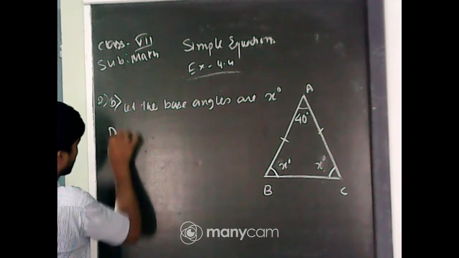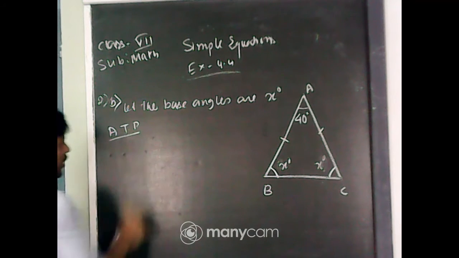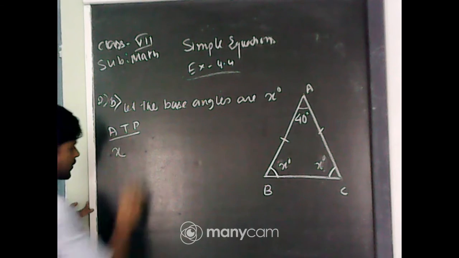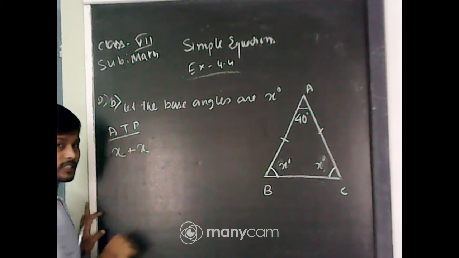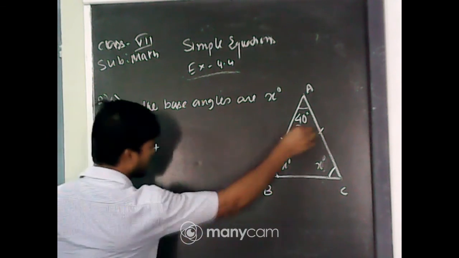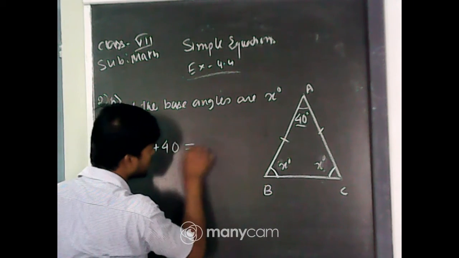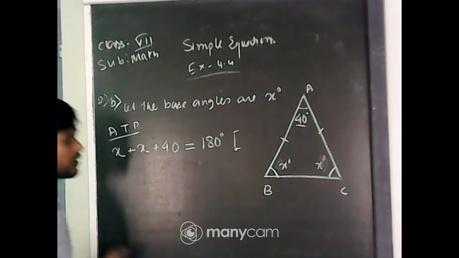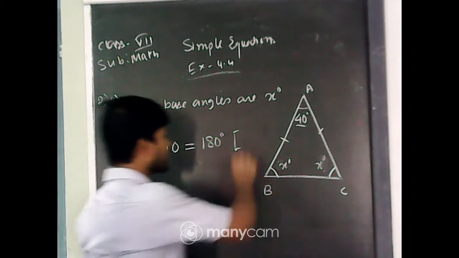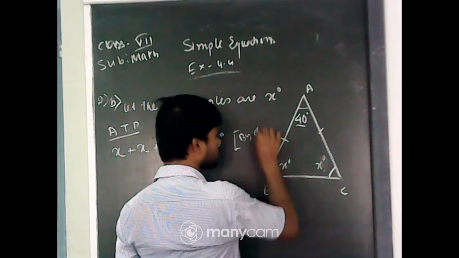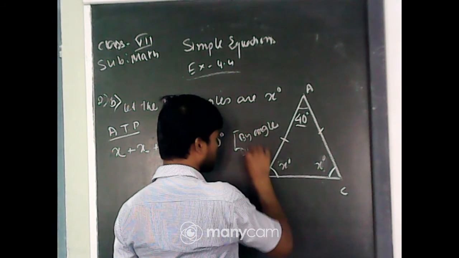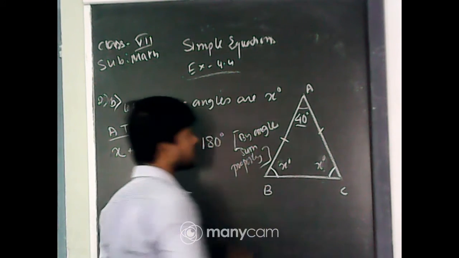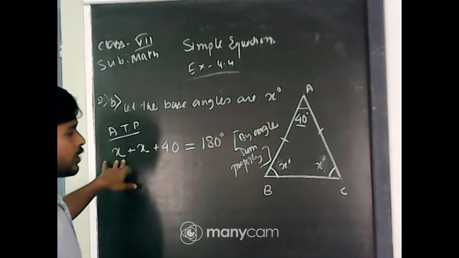So according to the problem, if I add all interior angles, meaning angle B, which is equal to x degrees, plus angle C, which is also equal to x degrees, plus angle A, which is equal to 40 degrees, this result will be equal to 180 degrees. Within the bracket we will write the reason. Why? By angle sum property.